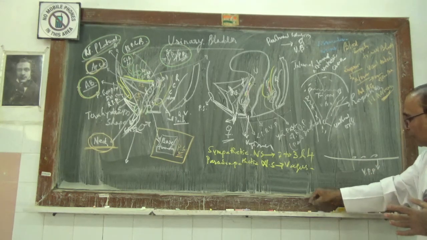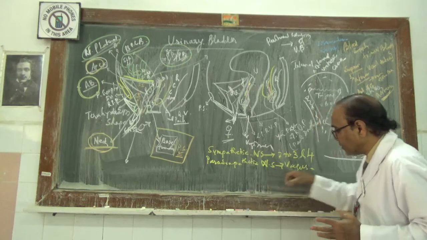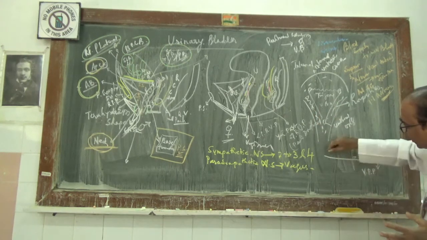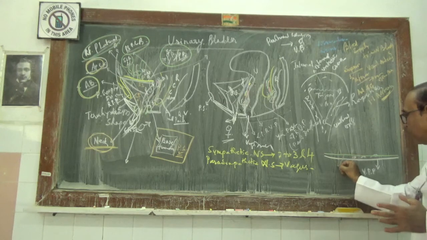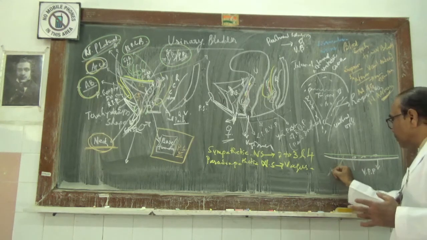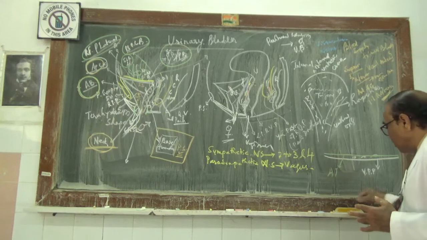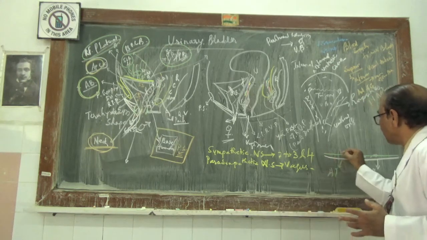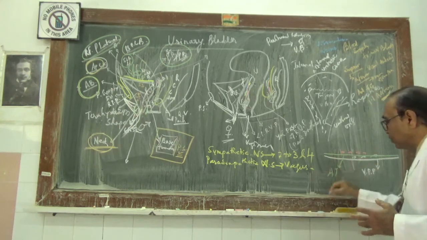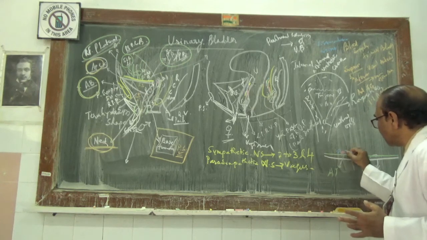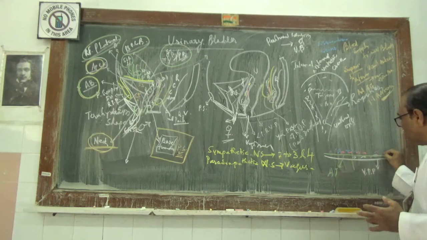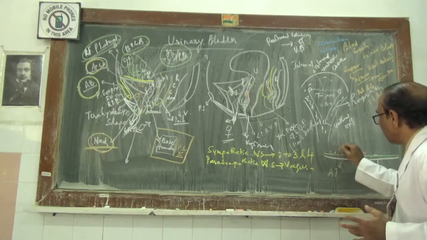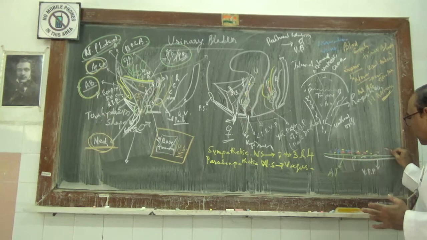Then you have another layer. That layer is said to be the subserous. This subserous is occupied by areolar tissue and arterioles, venules, and lymph vessels, and the sympathetic and the parasympathetic nerve fibers.